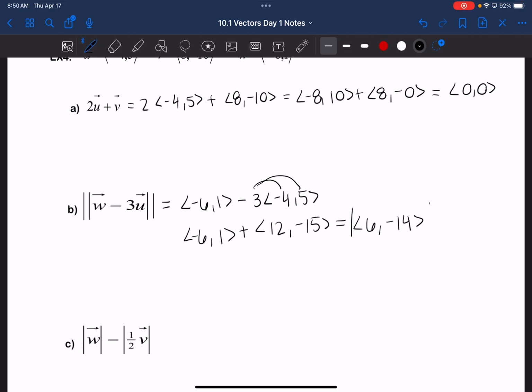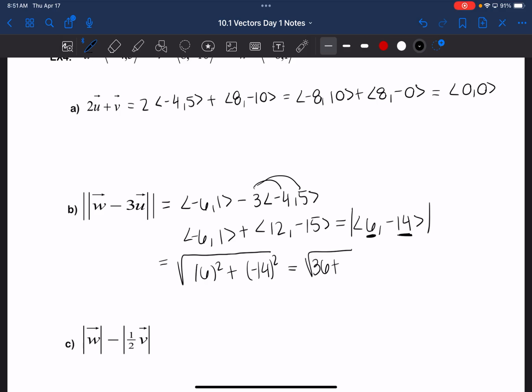But remember, it had these bars on the outside telling us they want the magnitude or the distance, right? So remember, on the previous page, we said that that should just be whatever we got for this term, which was 6, right? So we'd have 6 squared plus our second term, which was negative 14 squared. All right, well, 6 squared is, right? And what's negative 14 squared?